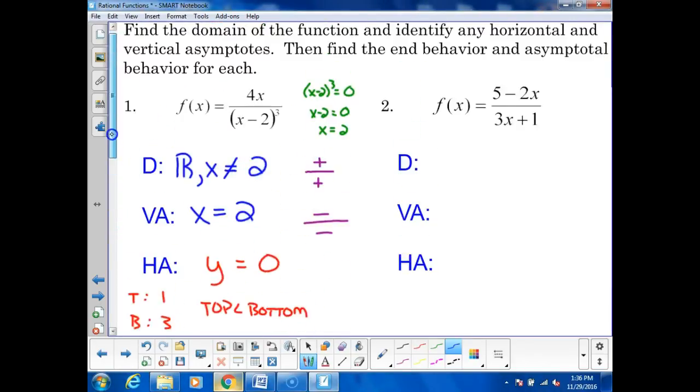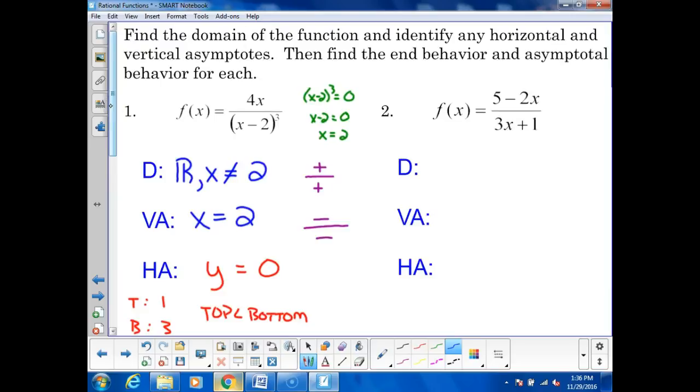What I'd like you to do now is the same for number 2. My domain here is all real numbers with the exception of x cannot equal negative 1/3. My vertical asymptote then becomes x equals negative 1/3.